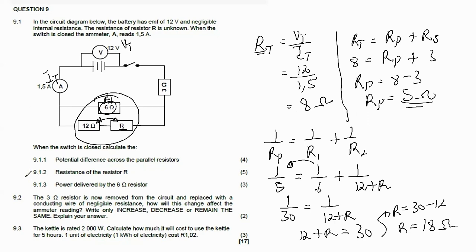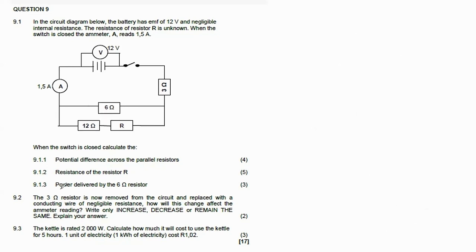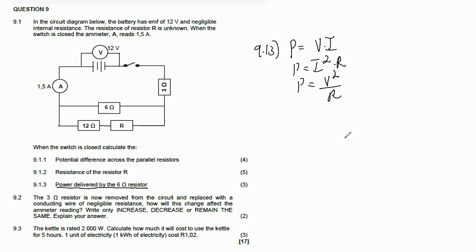Then 9.1.3 says, calculate the power delivered by the 6 ohm resistor. So 9.1.3, the power delivered by the 6 ohm resistor. Number 1, let's look at the formulas for power. We have this, we have that, and then we also have this one. Now, obviously, we must land with the suitable formula.